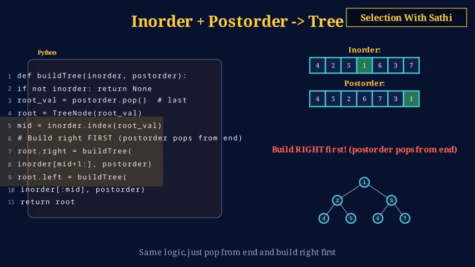Why? Because Postorder is left-right-node. When we pop from the end, the next elements are the right subtree, then the left. Look at line 8, right subtree is built first. Line 9, then left. If you build left first, the popped elements will be mismatched. This is a common mistake in interviews.